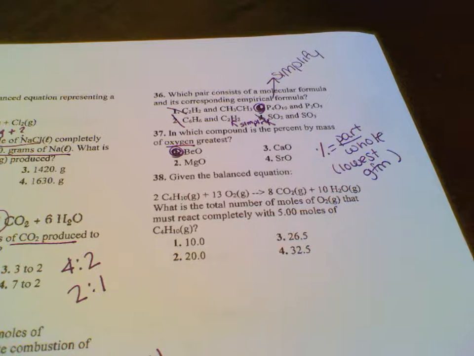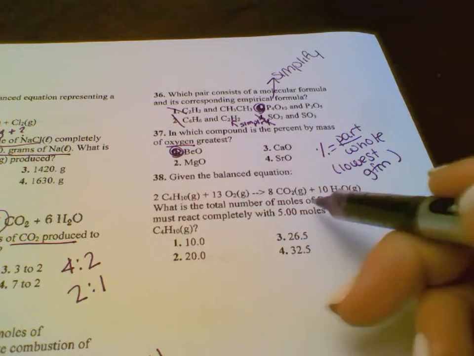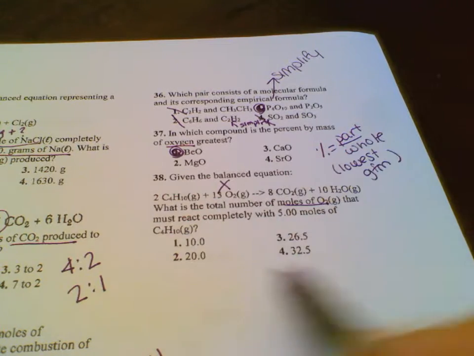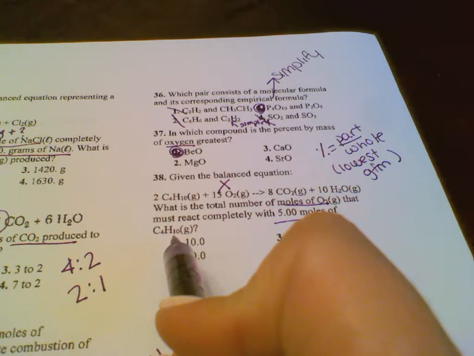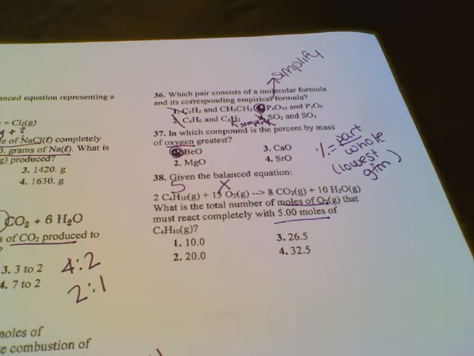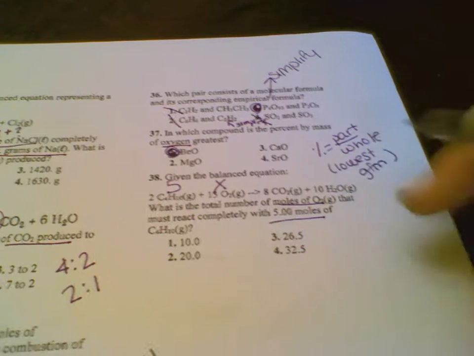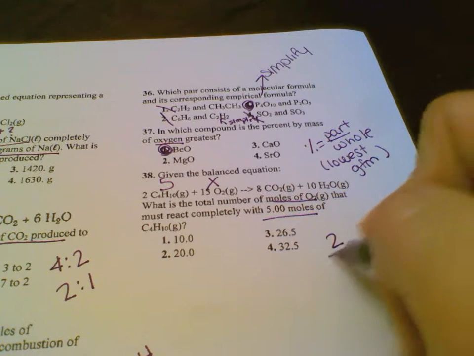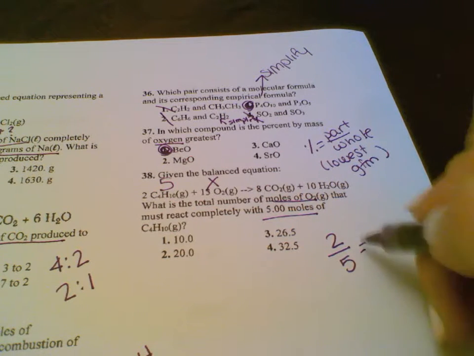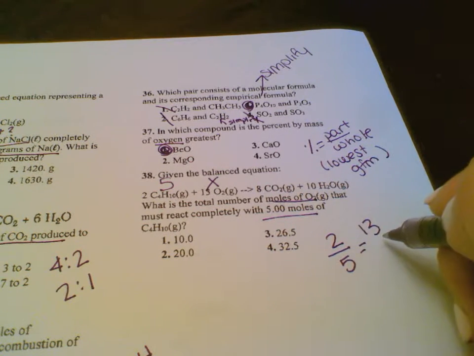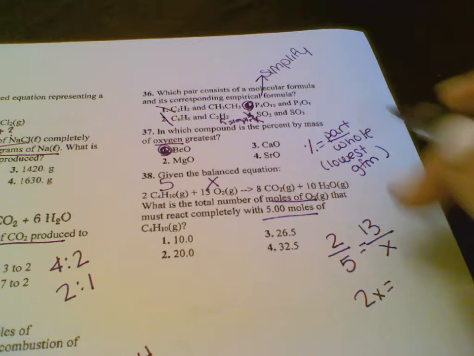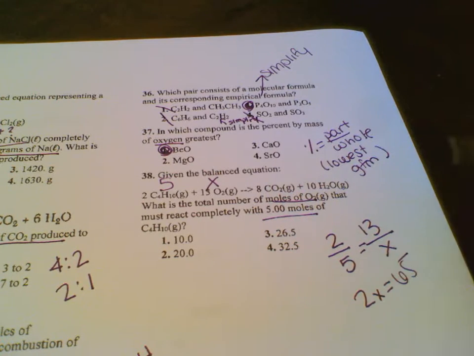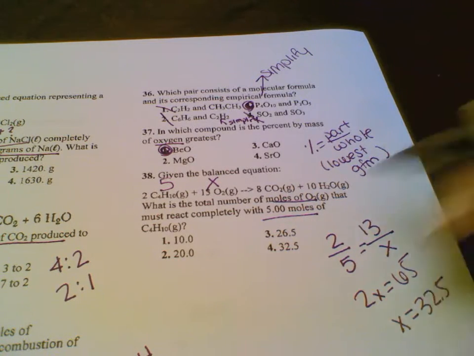38. Last one. What is the total number of moles O2? I don't know. Make that X. What must react completely with 5 moles of C4H10. So 5 of that. So let's go ahead and set up a ratio. Originally it was 2, now it's 5, equals originally it was 13, now it's X. So 2X equals 5 times 13, which is 65. So that means X is 32.5, which is choice 4.